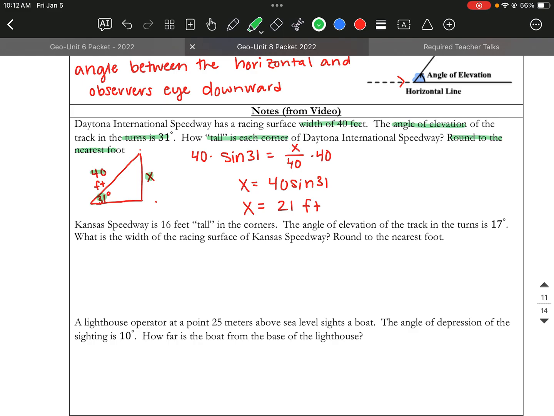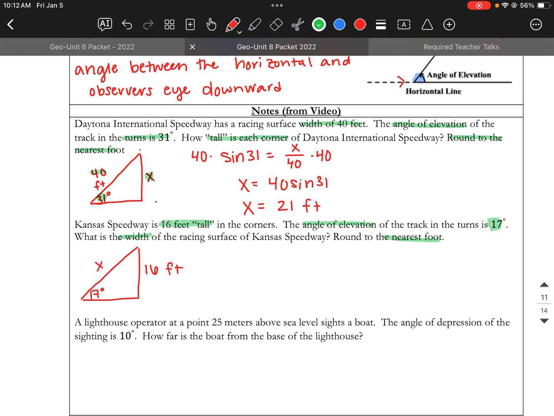Now, moving to our next problem, we're talking about the Kansas Speedway. We know the height of the Kansas Speedway is 16 feet in the corners, and the angle of elevation is 17 degrees. What is the width, rounded to the nearest foot? Again, we're going to draw our right triangle. We know the height is 16 feet. The angle of elevation is 17 degrees, and I'm going to rewrite that so we can read it a little better. And we want to know the width.